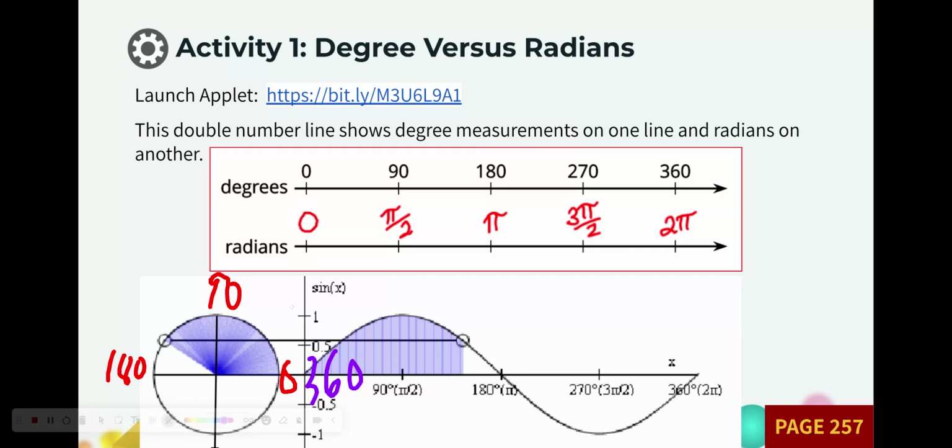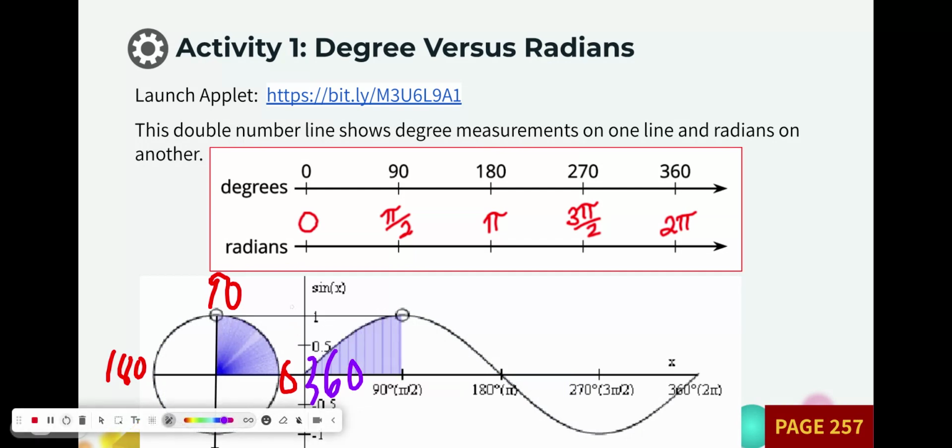I'll change my color. I hope I can change it. No, I don't know how. There you go.